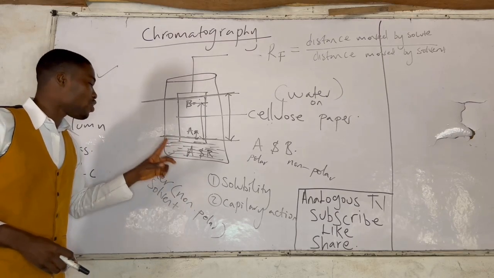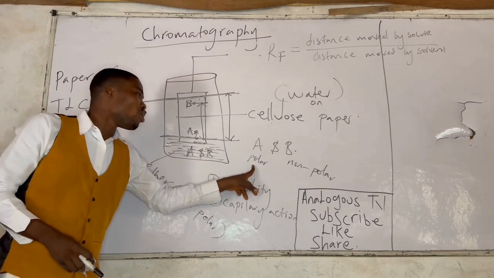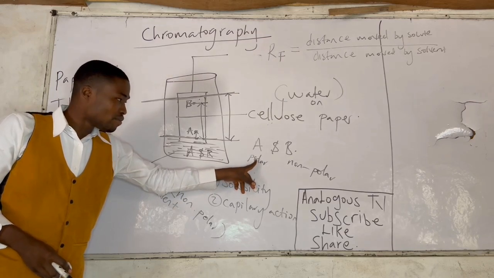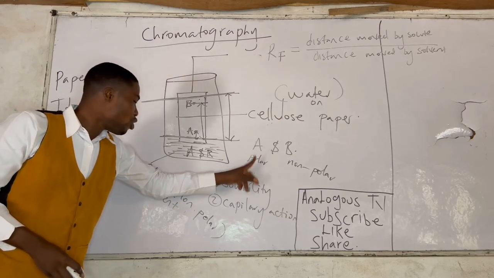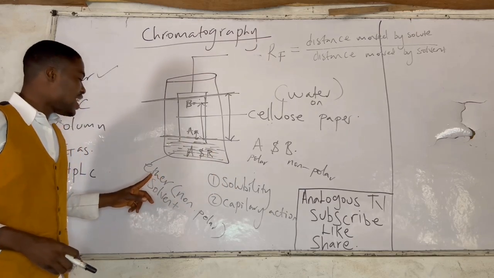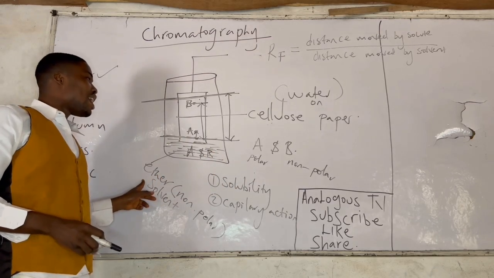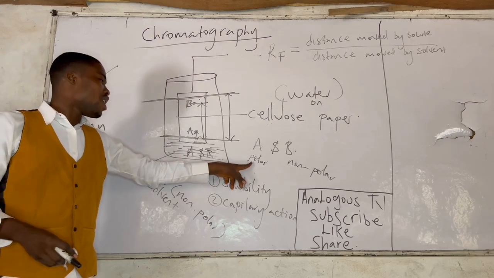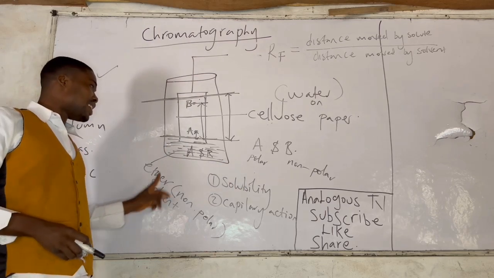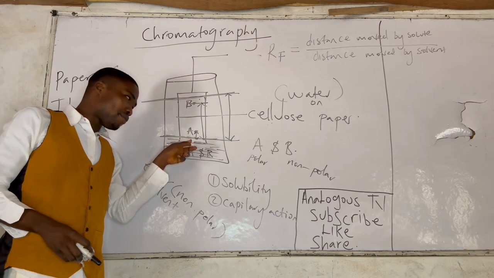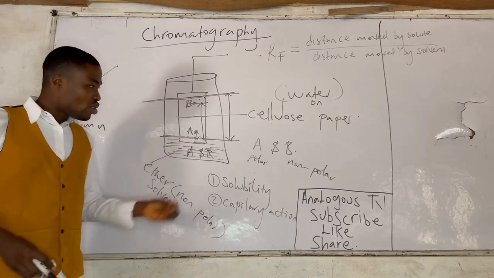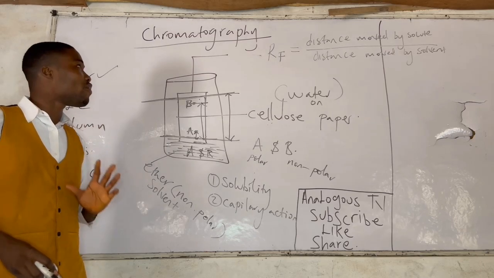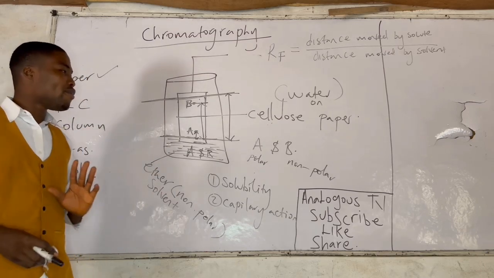Don't forget, A is more polar. Since A is more polar, A will dissolve less in the solvent, meaning A will not travel with the solvent that much, B will travel more. If A is not attracted to the solvent, it will be attracted to the paper. So this relative solubility of A and B was used to separate them on paper chromatography. That's the basic concept of paper chromatography.